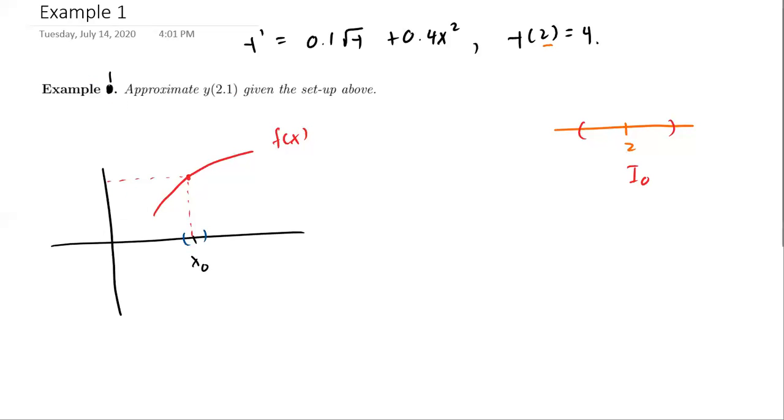Why does this work? If you draw the tangent line here, I'm going to draw it in green. So this is the tangent line. Another word we had for the tangent line was the linearization of a function. So let's call it L of x. Again, L of x here stands for linearization of f. It's the same as the tangent line.